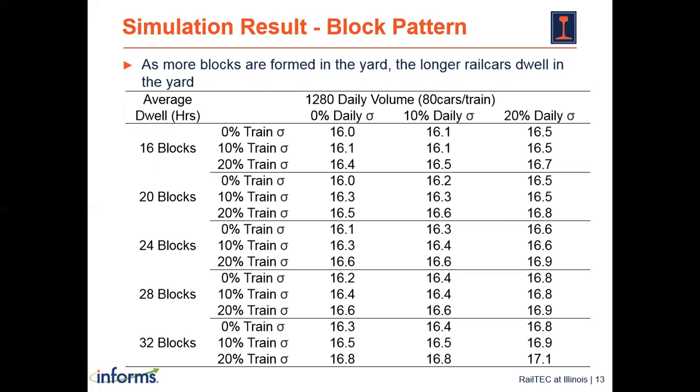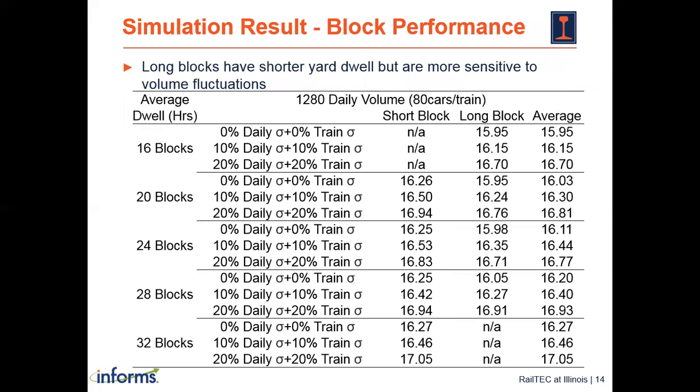A possible surmise is that rail cars connecting to short blocks dwell longer in the classification yard compared with rail cars connecting to long blocks. To investigate this assumption, further examination is conducted. Here, average dwell time was calculated separately for rail cars belonging to different block types.